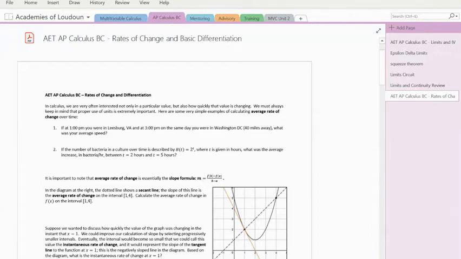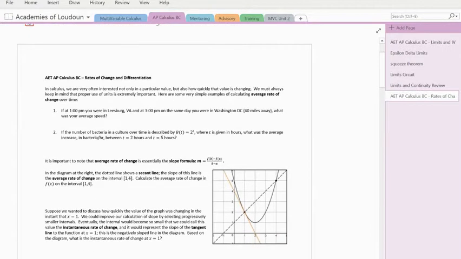Okay, so this is Unit 2, the basics of differentiation. In calculus, we are very often interested in not only a particular value, but how quickly that value is changing. We need to always keep in mind that the proper use of units is extremely important. So here are some pretty basic examples of calculating average rate of change.